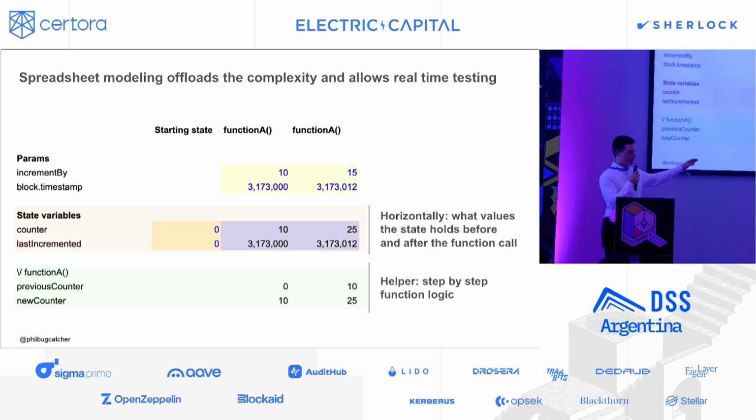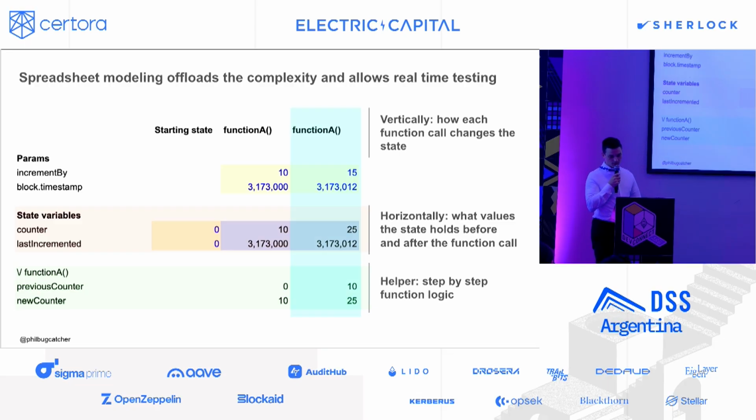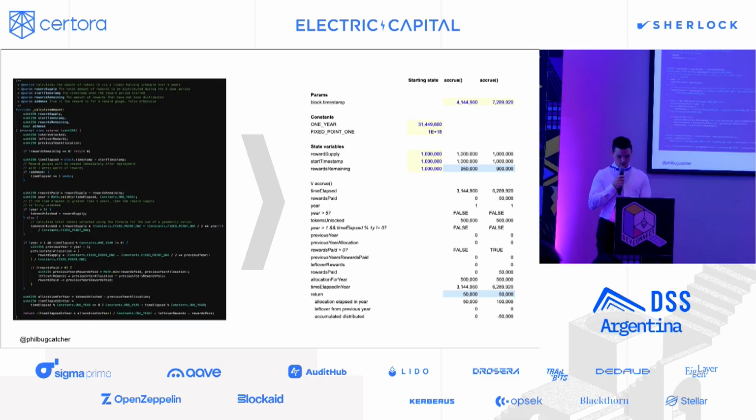And down here, I have a helper that I draw the step-by-step logic of a function. And vertically, as I said, how each function call changes the state. I imagine that this might not be very helpful. So I have a real world example.